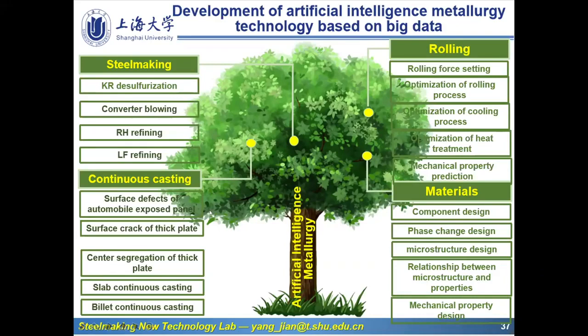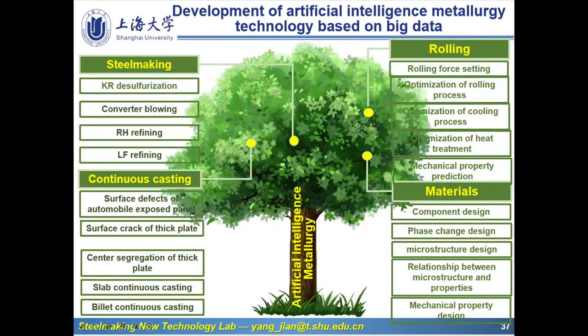And we can do some work about continuous casting: the surface defects of automobile exposed panels, the surface cracks of thick plate, the center segregation of thick plate, slab continuous casting and billet continuous casting, and about rolling. AI metallurgy can also deal with rolling force setting, optimization of the rolling process, optimization of the cooling process, optimization of heat treatment and mechanical property prediction.